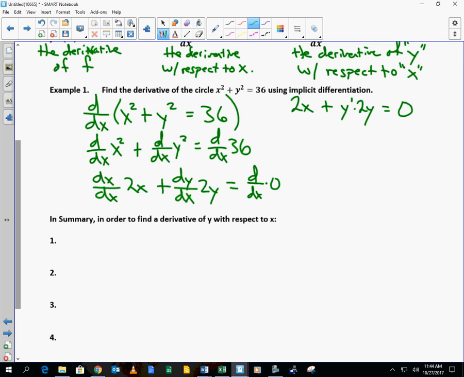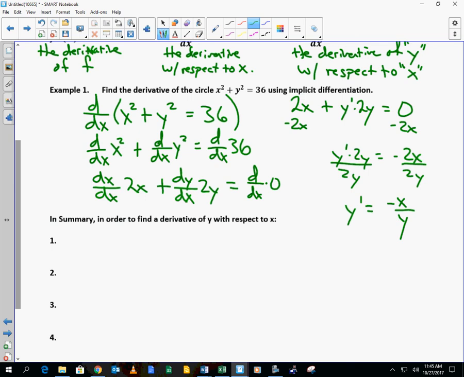Okay? Now, if we want to find the derivative, we're going to solve for y prime. How would you solve for y prime? So we got y prime times 2y is equal to negative 2x. So y prime is negative x over y. So instead of just having an x value in your derivative, you also have a y value. So you don't need to know just the x value of your point, but also the y value.